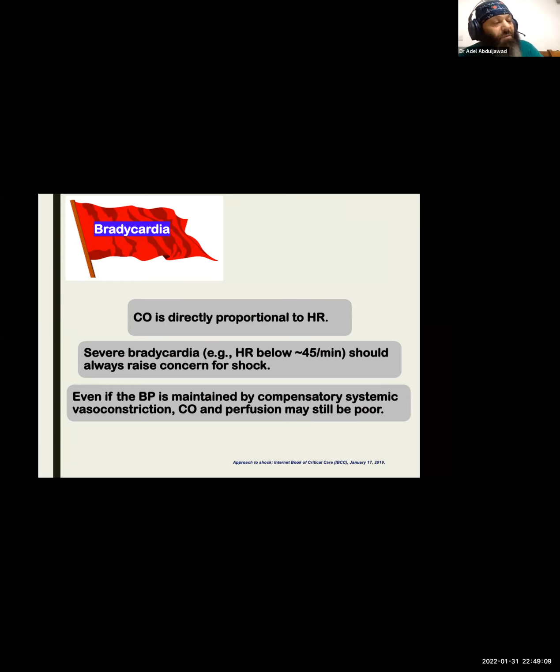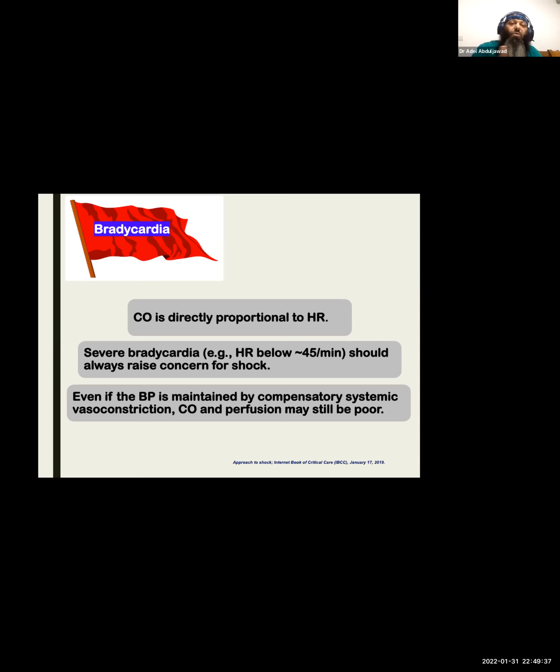Next item for the hemodynamics is bradycardia. Of course, we talked about hypotension and the shock index. Now we have to talk about bradycardia. All of us know that the cardiac output is directly proportional to the heart rate. Severe bradycardia, a heart rate below 45 or below 40, should alert you or raise your concern that the patient may have signs of hypoperfusion.